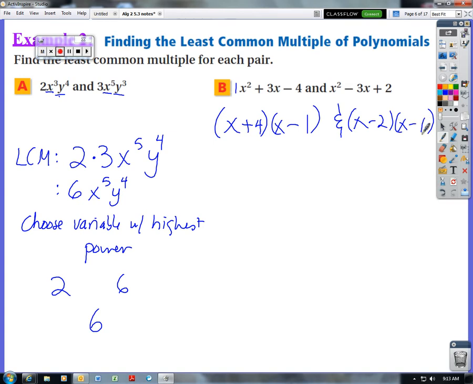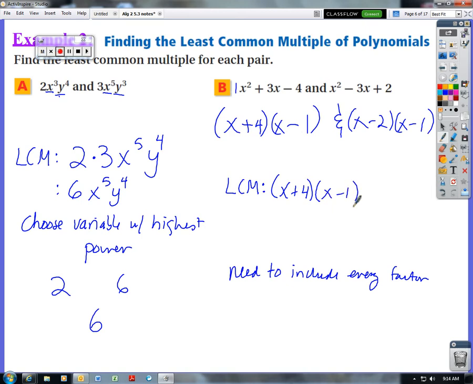So now to get the least common multiple, every factor has to be represented in the least common multiple. We need to include every factor. So x plus 4 needs to be in there. X minus 1 needs to be in there. X minus 2 needs to be in there. X minus 1 is already in there, so we don't need to put it in twice. You don't want to. You want it to be the smallest.